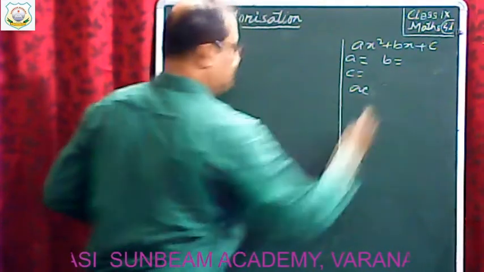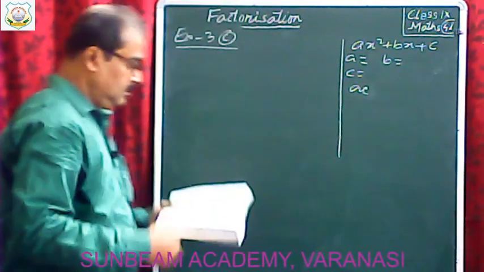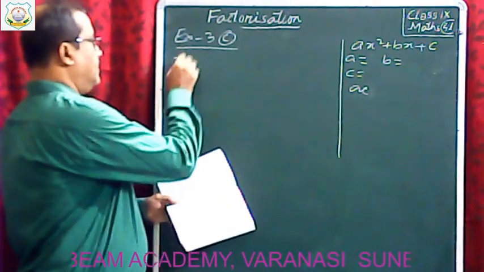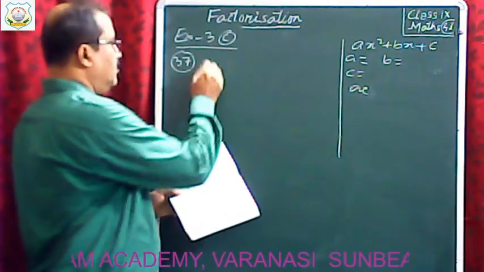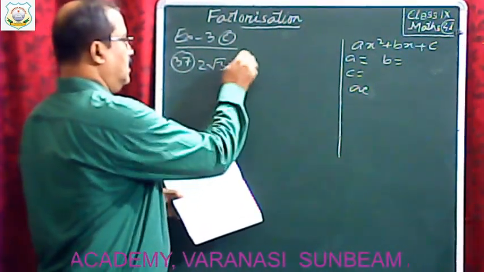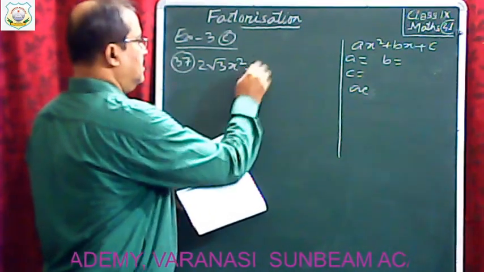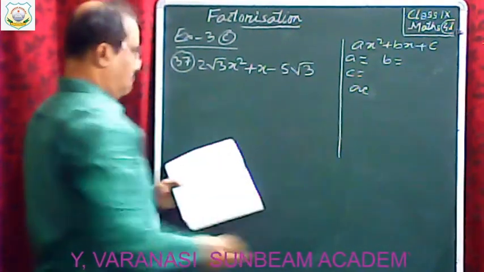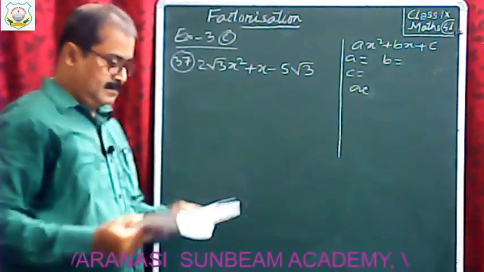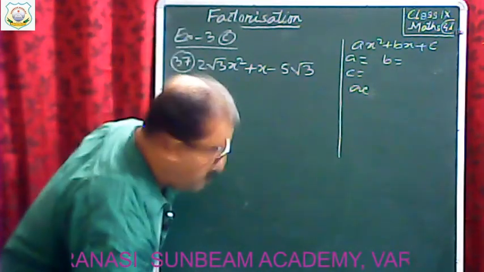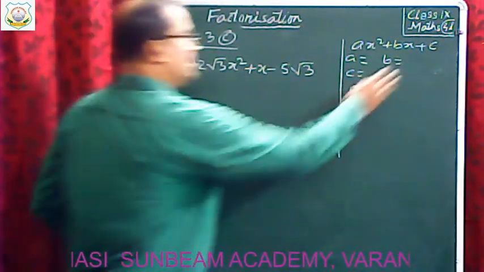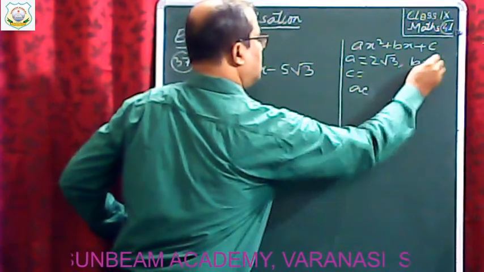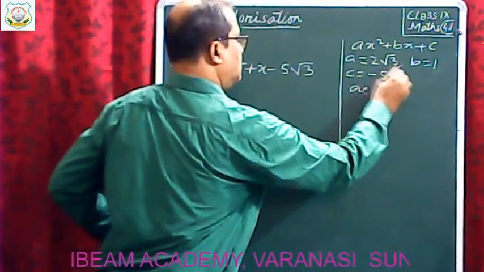Okay, next. Like 37: 2 root 3 x square plus x minus 5 root 3. Okay, so what we have to do? A is what? 2 root 3. B is what? 1. C is minus 5 root 3.